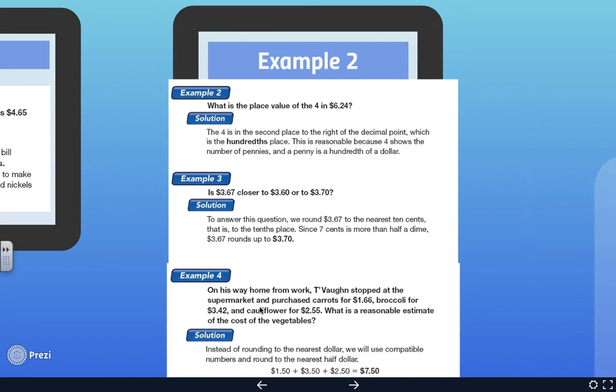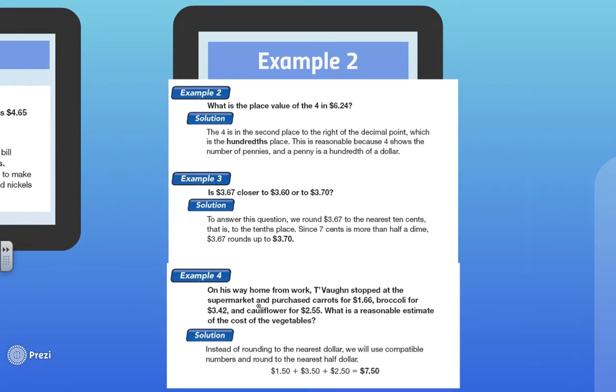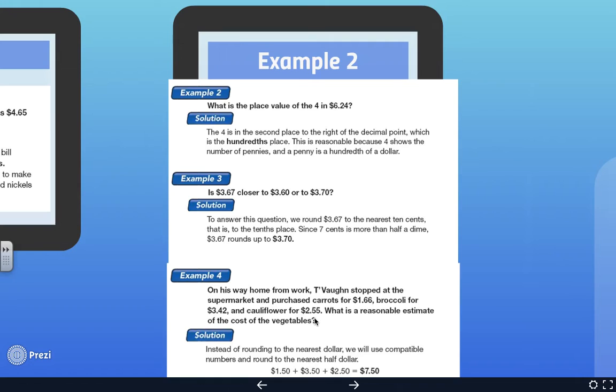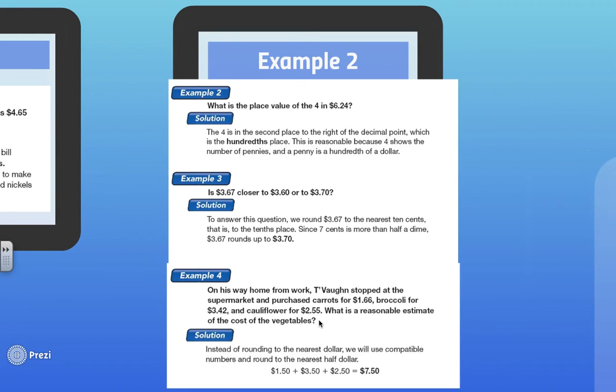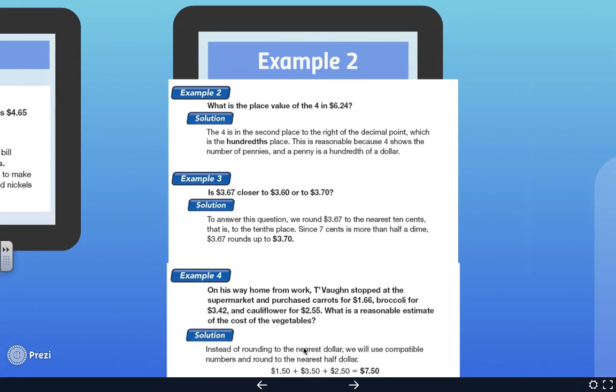Now, on example number 4, on his way home from work, Tavon stopped at the supermarket and purchased carrots for $1.66, broccoli for $3.42, and $2.55 for cauliflower. What is a reasonable estimate of the cost of the vegetables? Here we're going to use compatible numbers. We're going to round this to $1.50, this to around $3.50, and this to around $2.50, because they're pretty close to 50 cents, and 50 cents is something we can work with. When we add them all together, $1.50 plus $3.50 plus $2.50, we get $7.50.